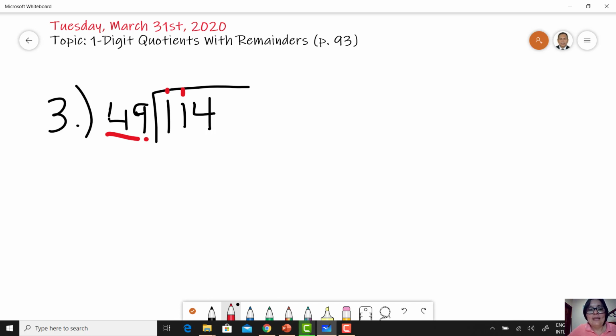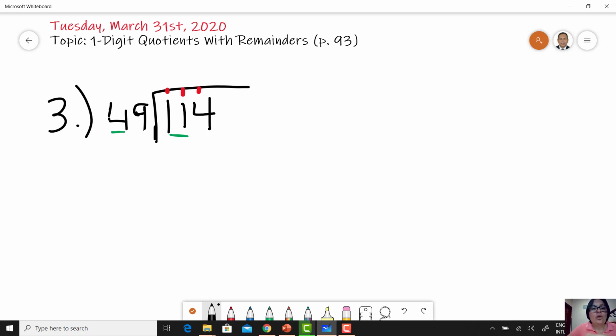Can you divide 11 into 49? No, right? Because 11 is less. So let's take another number from the dividend. So what number in here can you multiply by 49 and that is going to be 114 or close to 114? Well, let's use our trick. Our trick says that we are going to use only number 4 here, and from here we have to use 11, okay, because 1 is less than 4.